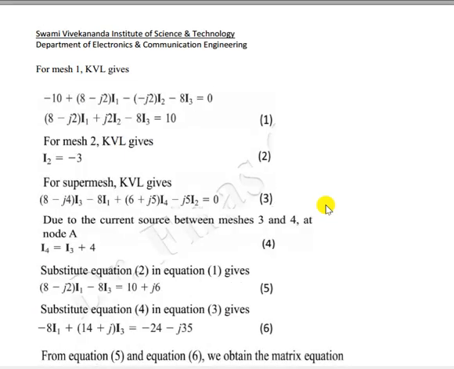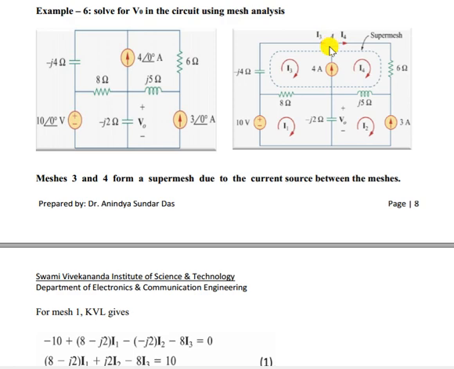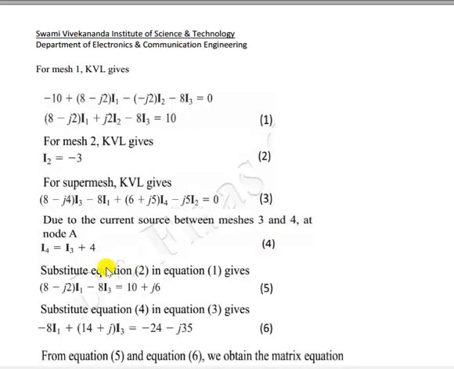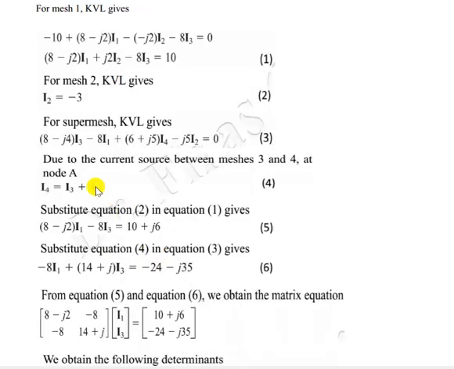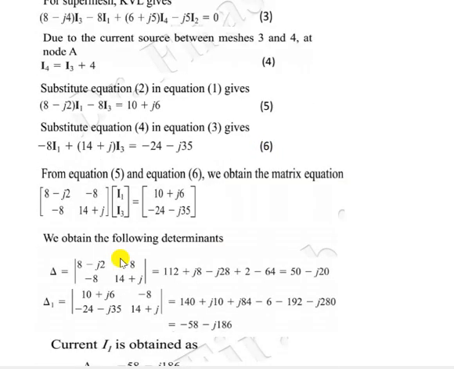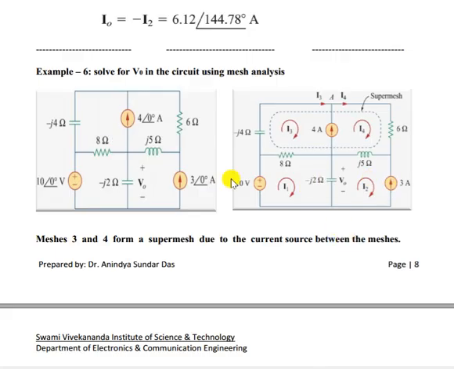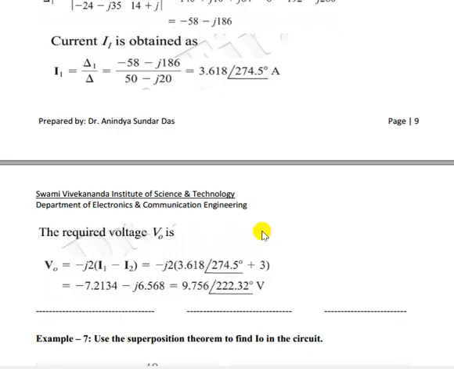Then you can write the KCL at node A. That means I3 plus 4 equal to I4. Right. So here I3 is flowing this way, I4 is flowing this way, and this 4 ampere is flowing upwards. So I4 equal to nothing but I3 plus 4 ampere. Okay. Now we can substitute those equations and we can solve. We will get two equations, then matrix form. You can find out the current value, whatever the current value you have to find out. I1, I2, I3, I4, all the values you can find out.